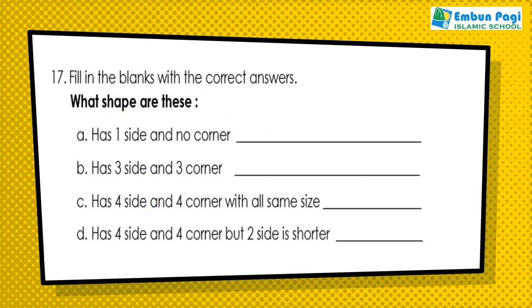Question number 17. This question is talking about 2D shapes. Do you still remember the characteristics of each 2D shape? Excellent! Now look at point A. The shape that has no corner and only has one side. Yep, circle. Point B. The shape that has 3 corners and 3 sides.